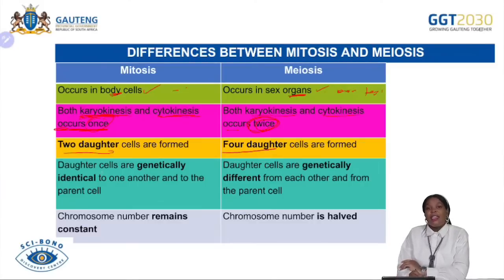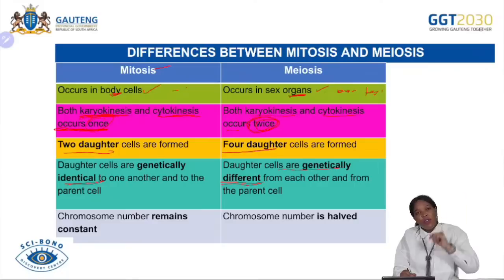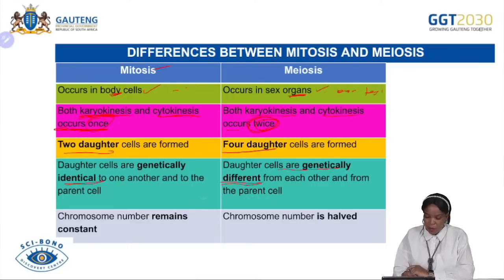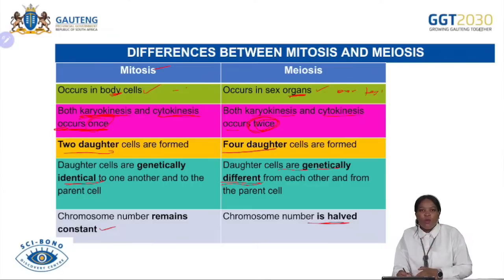Now, the 2 daughter cells formed in mitosis are genetically identical. They are identical even to the parent cell. However, in meiosis, the 4 daughter cells that are formed are genetically different. Each one of them is different because of crossing over that took place at prophase 1 and also random arrangement of chromosomes at metaphase 1 and 2. In mitosis, chromosome number remains constant. So if it's 4, they will produce 4, 4. But in meiosis the chromosome number is halved. So if you started with 46 chromosomes, you must end up with 23 chromosomes at the end of meiosis.